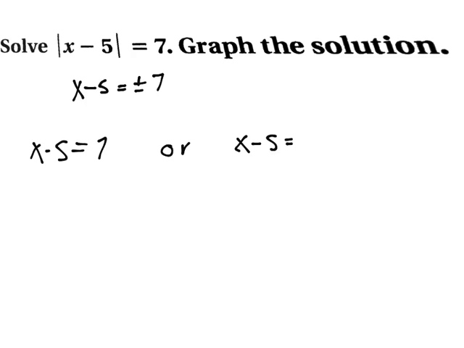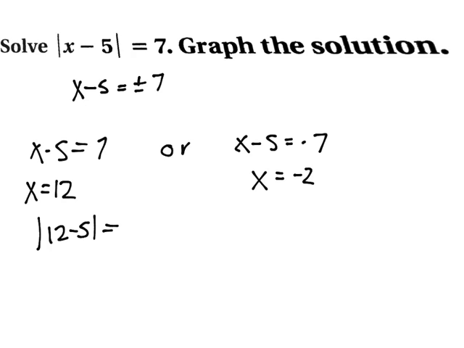5 equals negative 7. I go to solve, add 5, I get x equals 12, add 5, I get x equals negative 2. Then I need to check it in the original, and I would get 12 minus 5 equals 7. Absolute value of 7 equals 7. 7 equals 7. That checks. That is a solution.